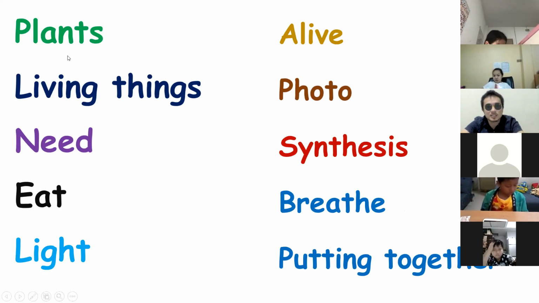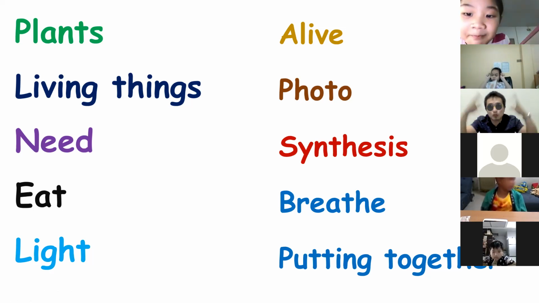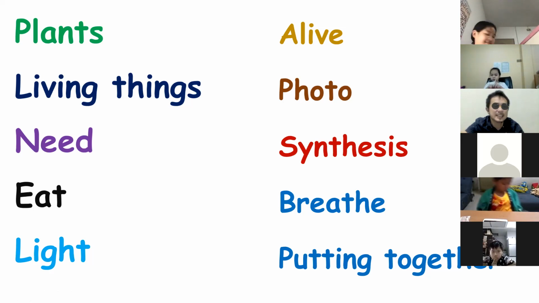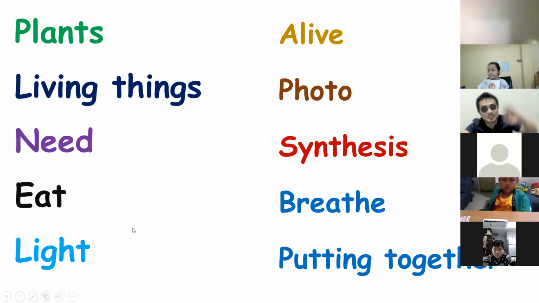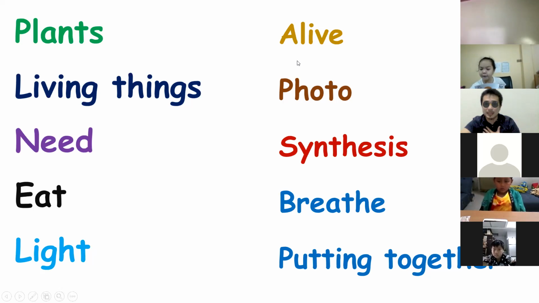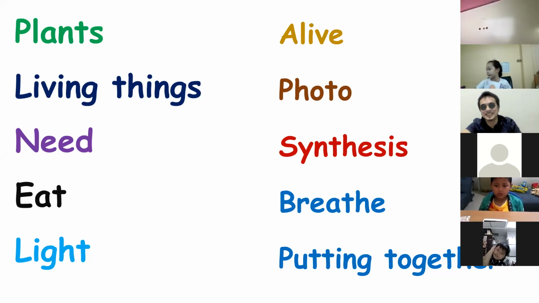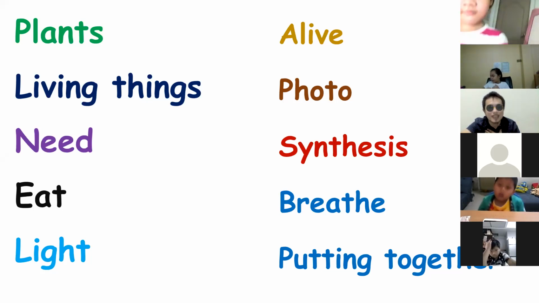So what do we mean by plants? The plants are colored green. Living things can run, can eat, can grow. Need is like, I need something to eat, I need to drink some water. What about eat? I want to eat. What about light? Light from the sun. What about alive? I'm alive. I can run, I can walk, I can sing because I am alive.